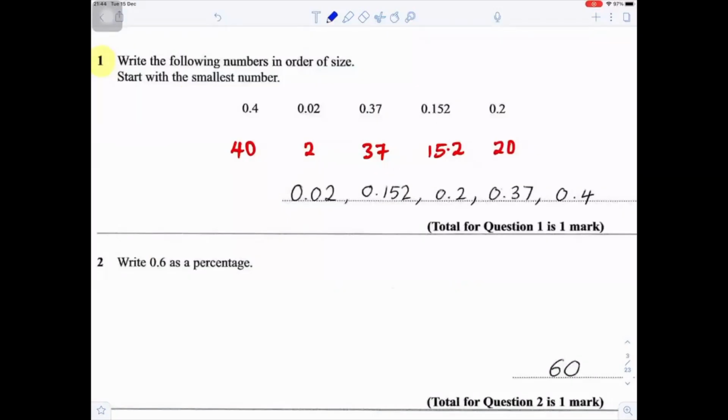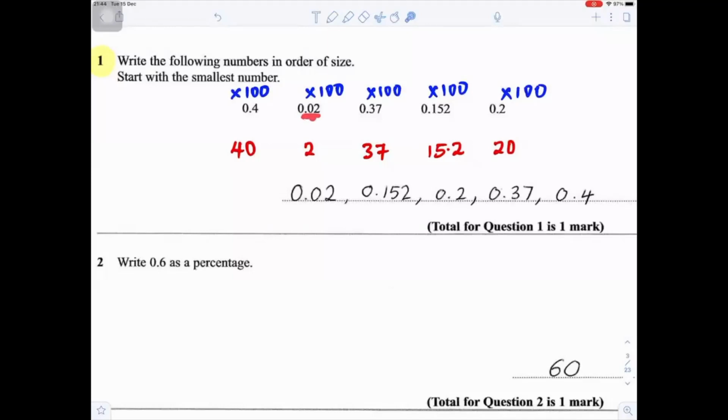Question number 1. Write the following numbers in order of size. Start with the smallest number. You can multiply each of the numbers by 100 and then it will change them to numbers that you can easily compare. So multiply each of them by 100. 0.4 times 100, move the decimal point 2 places ahead, 1, 2, it gives you 40.